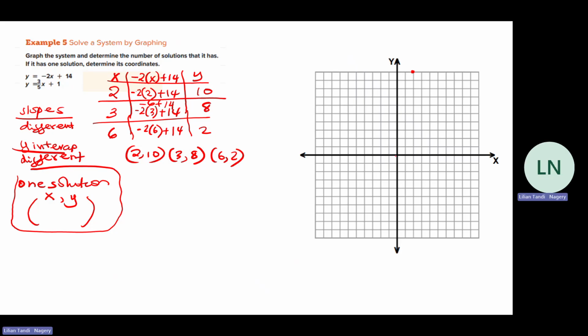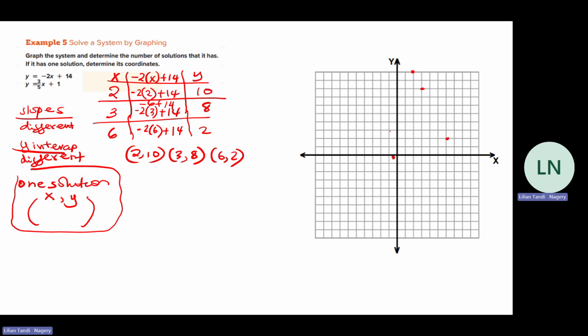38 will be here. I go to 0 on the origin. I go 3 boxes to the right, and I go up to 8. And then 6 will be 6 boxes on the x-axis from the origin. 1, 2, 3, 4, 5, 6, and then 2.